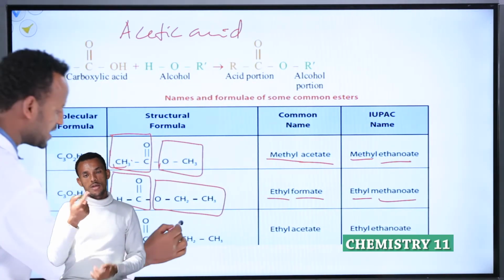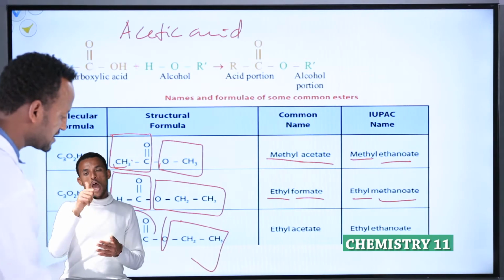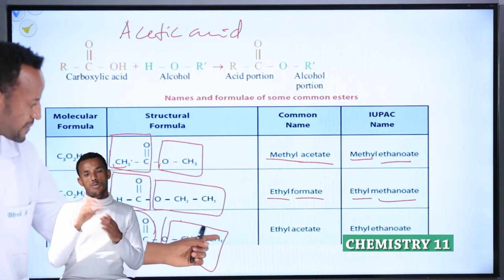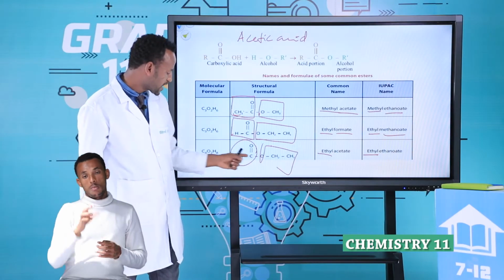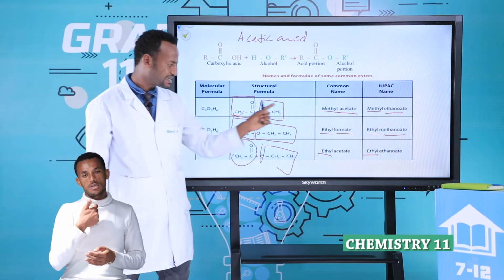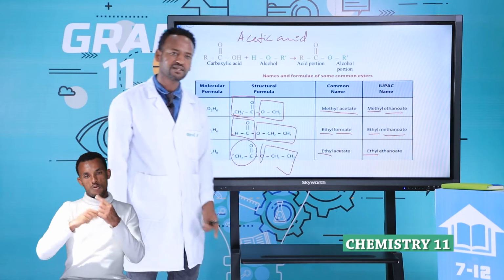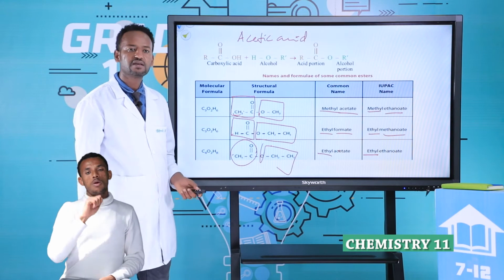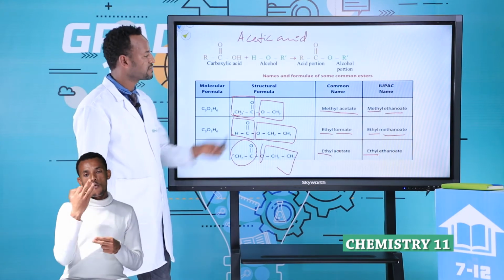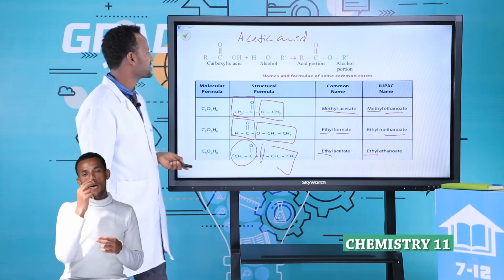Similarly, this one is the alcohol portion, and this is the acid portion. The alcohol portion has two carbons, so ethyl. Because of the two-carbon acid, acetic acid is converted into acetate, and ethanoic acid is converted into ethanoate. These are the names of esters using the common and IUPAC systems.